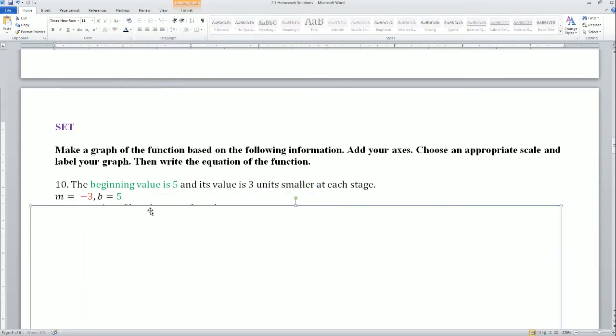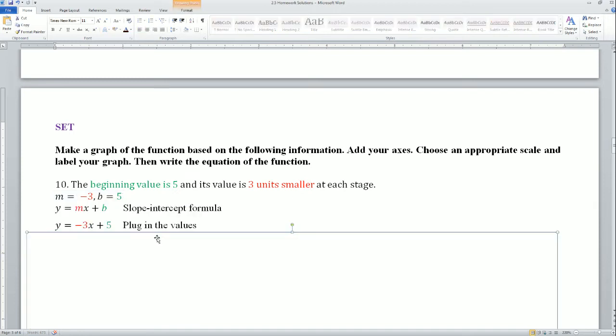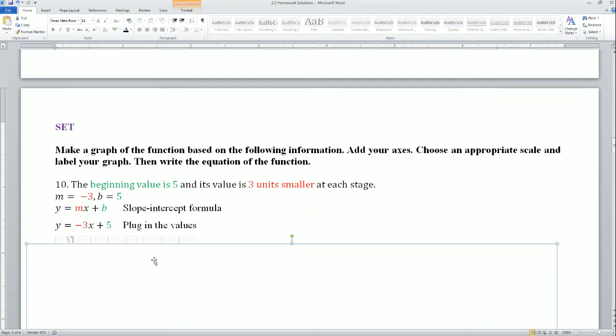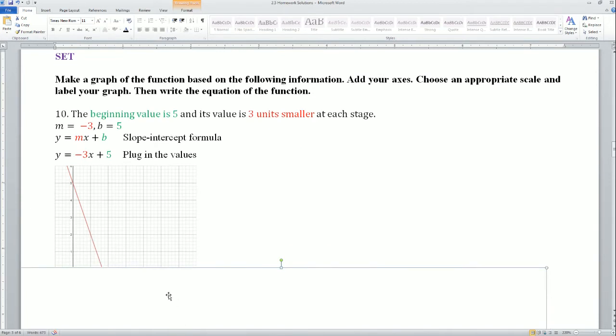So I have it here. Why is it a minus 3? Because it is smaller, right? 3 units smaller, so that's a minus 3. The beginning value is 5. That's why the y-intercept is called 5. Beginning value, that's your y-intercept. Okay? Put in slope-intercept form. y equals mx plus b. Make your substitution. Okay? Here I have the graph already out for you to show you.